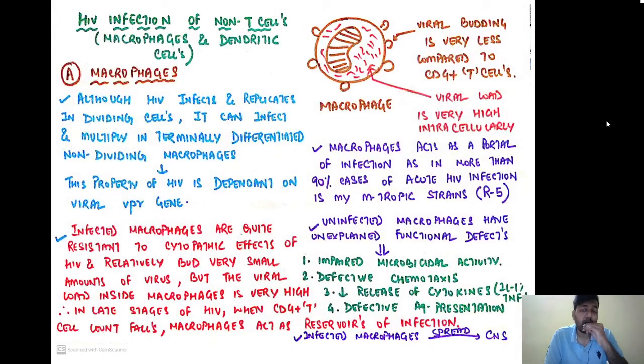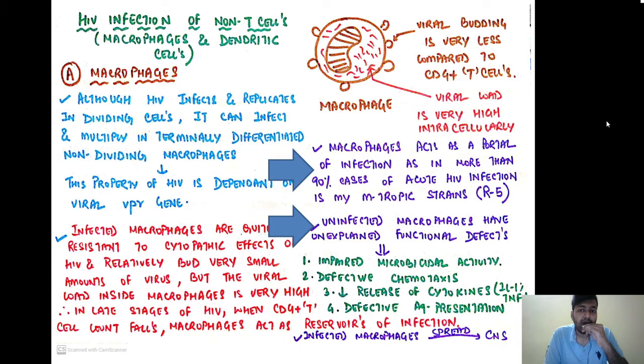Also, one very important thing is, as you remember, the M-tropic strains of HIV are predominant in the early cases of acute viral infection. That is the R5 strain, also called M-tropic because they have affinity for macrophages. Therefore, we can say that macrophages act as a portal of infection, as in more than 90% of the cases of acute HIV infection, the infection is by the M-tropic or the R5 strain of HIV.